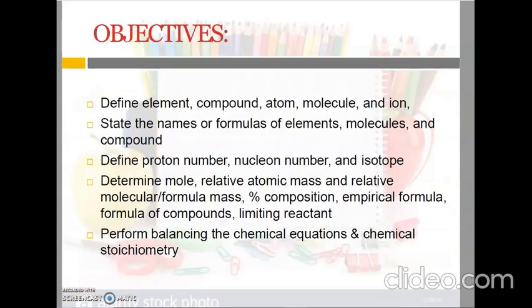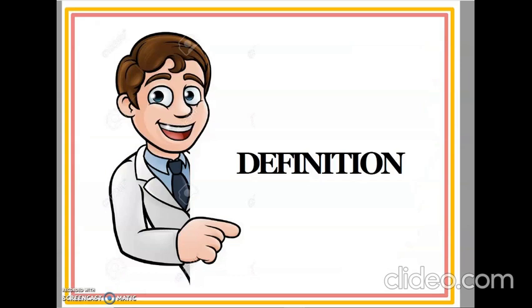Okay, the objectives for this chapter are, first, to define element, compound, atom, molecule and ion, and then to state the names or formulas of elements, molecules and compounds. Third, define proton number, nucleon number and isotope. And then to determine mole, relative atomic mass, relative molecular or formula mass, percent composition, empirical formula, formula of compound and limiting reactants. And the last one is to form and balance chemical equations and chemical stoichiometry. So for this video, I'm going to focus on the first three objectives.